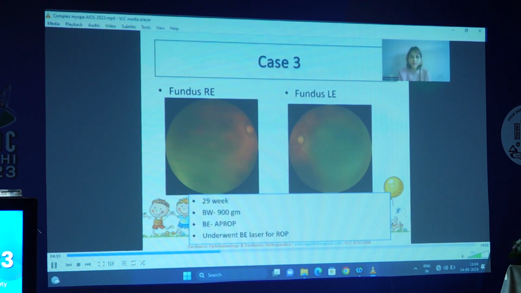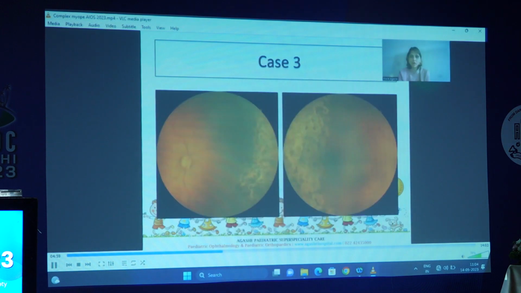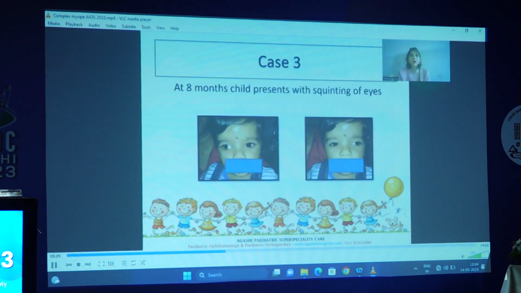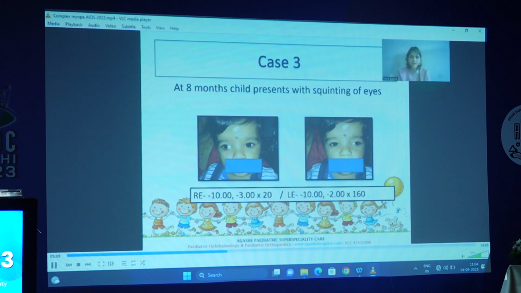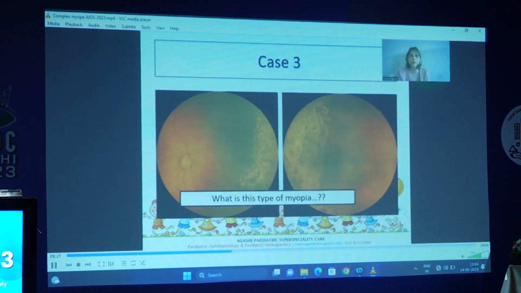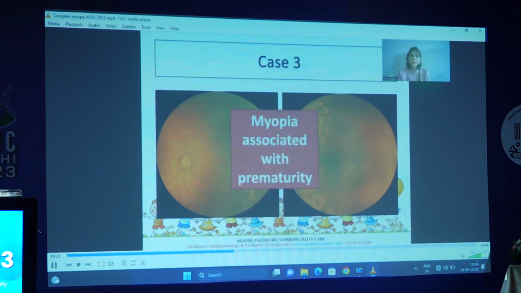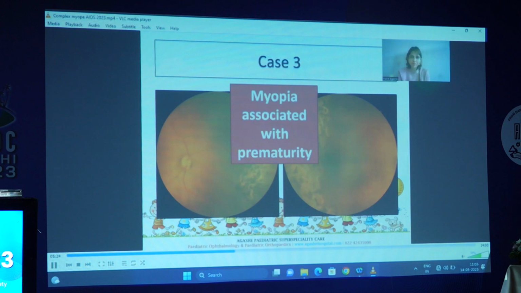The child underwent intravitreal injections followed by laser for the ROP with good regression of ROP, and the child has been doing well with respect to that. However, at 8 months, the child presents with squinting of the eyes and very high refractive error in the range of -10 with an astigmatism of -3 and -2 in either eye. So what is this type of myopia? So this is myopia associated with prematurity.